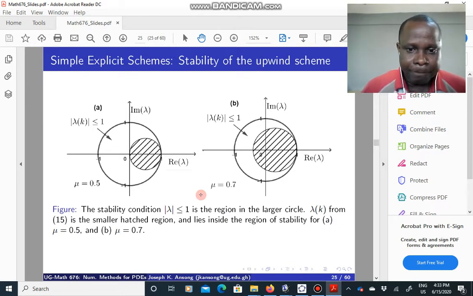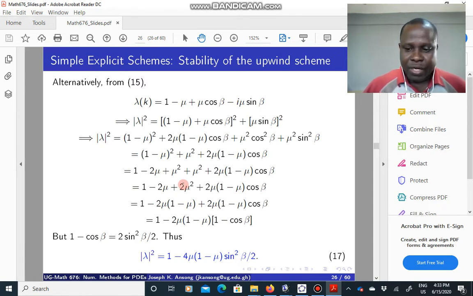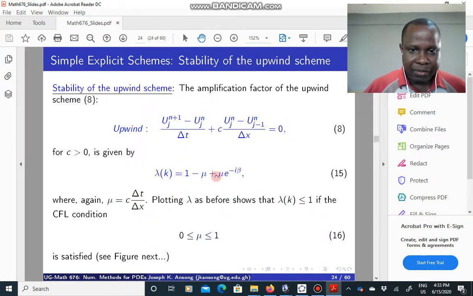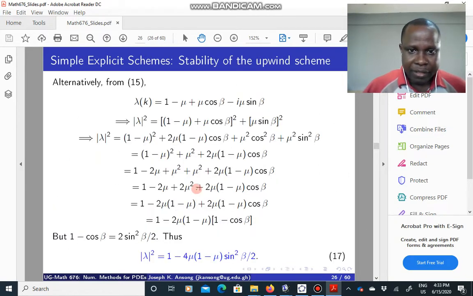All right. We can draw these conclusions algebraically as well, not just graphically. So we can take the amplification factor, which is this, and expand it. This is a complex number, right? You can write this as cosine beta minus i sine beta. So you can expand this, and then you get this. The absolute value of this squared will be the real part squared plus the imaginary part squared, which is this. And then of course you can expand this and combine terms, and then you end up with this.